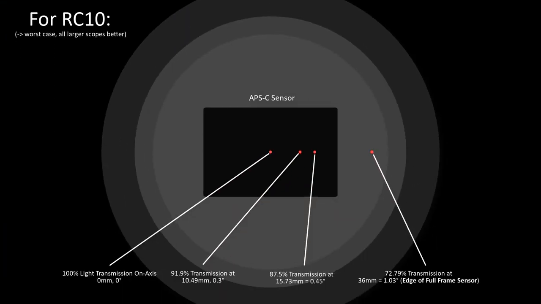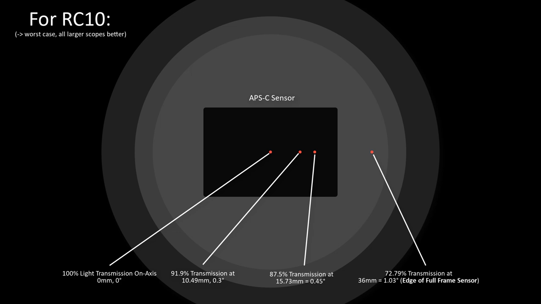The last thing to consider is how reducing the baffling diameter impacts the light transmission to the focal plane. Here you can see a diagram of an APS-C camera sensor at the end of the telescope. At the edge of the APS-C sensor, you only use roughly 10% of incoming light, which is barely noticeable and very easily corrected with flat frames.